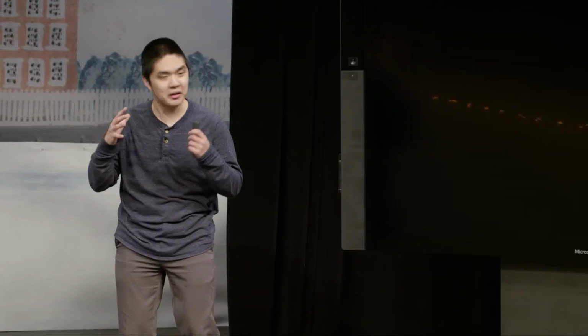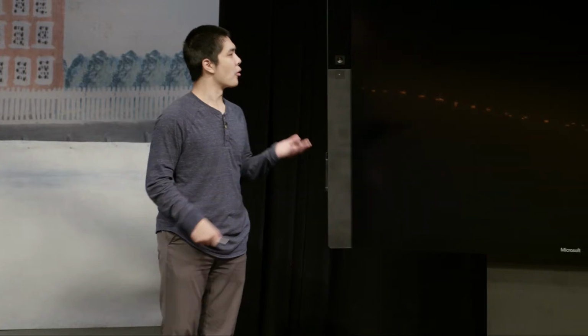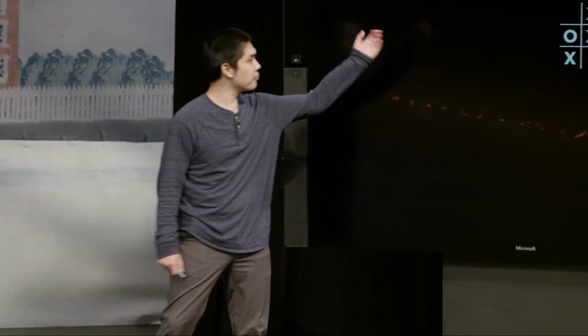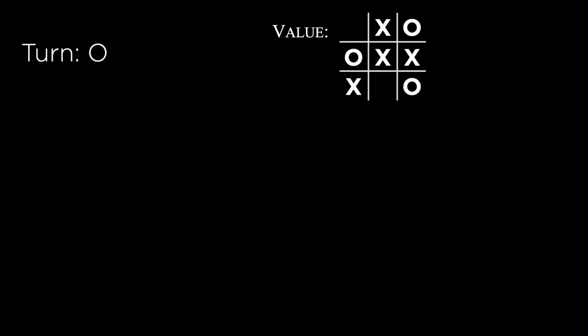And the way a computer might figure that out is by reasoning it through exactly the same way we did, by considering both of the possible options. If I want to know the value for this board where it's O's turn, then I'm going to consider both of the possible options.